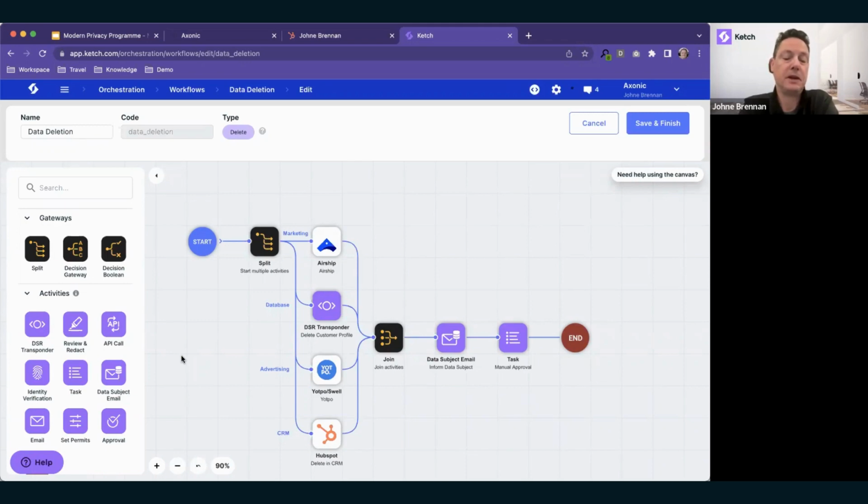Our privacy portal is where the data subjects can see the status of the request. They can see any communications coming in from your company. So you can have conversations, let them know you're working on it, and ask if they have any questions about it.